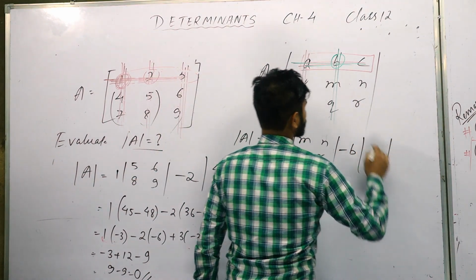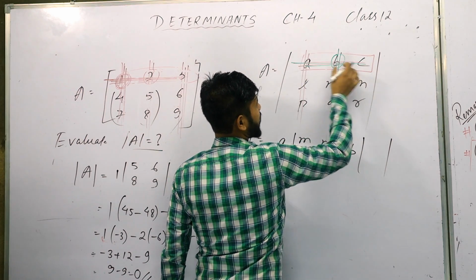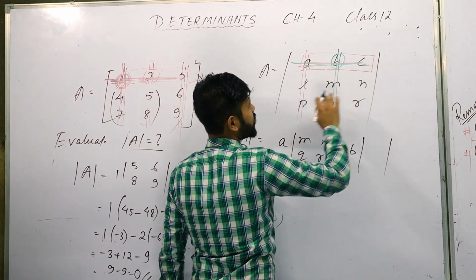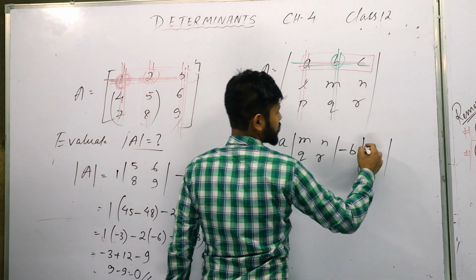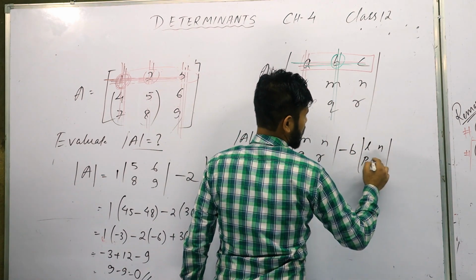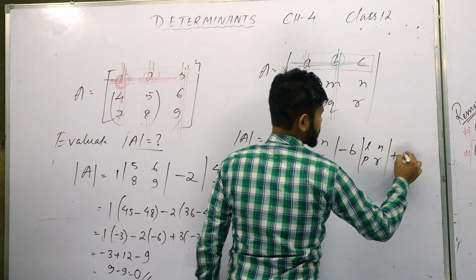the determinant. Remember, this row and this column are left out. We have to write the values that are left: L, N, P, R. So L, N, P, R, plus C.